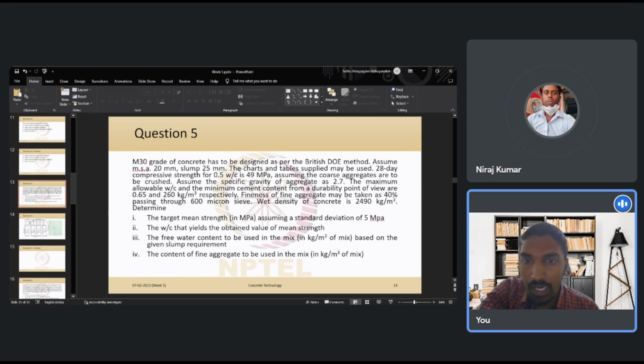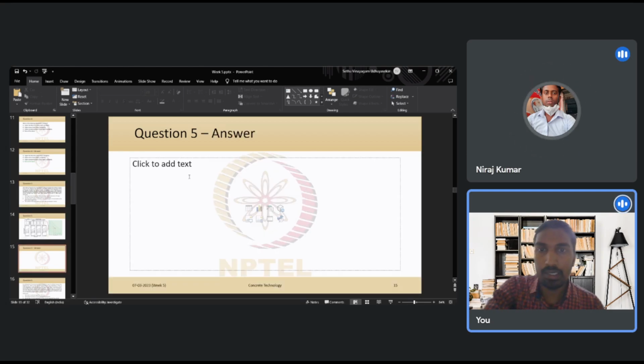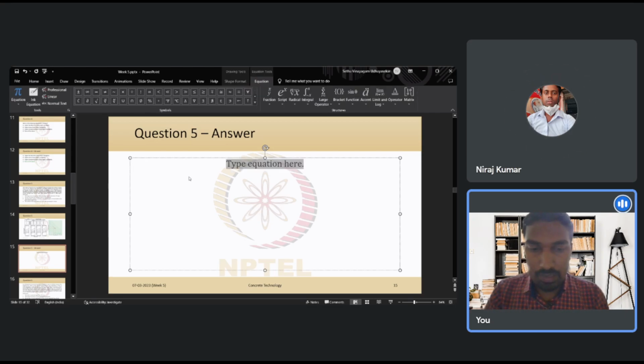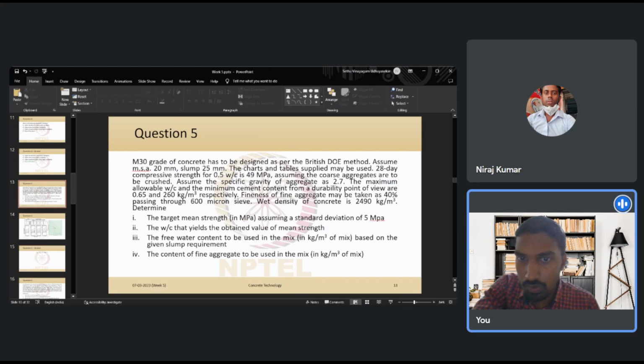So first we want to find out the target mean strength, right? Irrespective of the method, whether it is the IS method or the DOE method, the method of finding the target mean strength remains the same, as we saw earlier. So the target mean strength is given by Fm is equal to Fck plus 1.65 sigma, right? So to find the target mean strength, we need to know the characteristic strength and the standard deviation. Both are known to us.